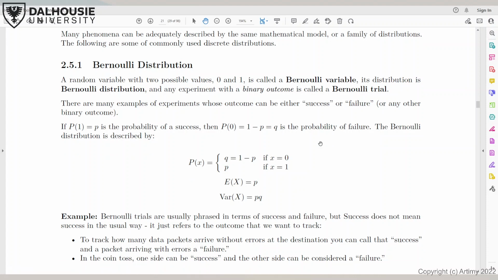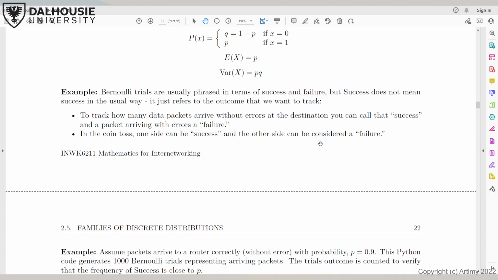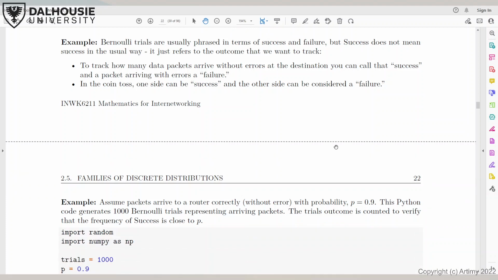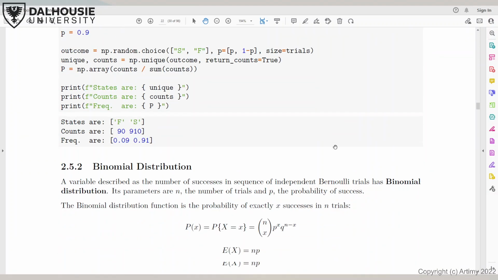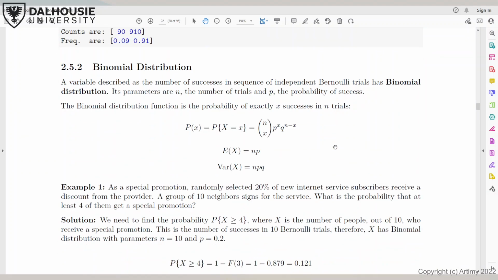You can apply it to any experiment, but we will see that a lot of the remaining distributions are actually based on Bernoulli. So let's go and talk about the binomial distribution.